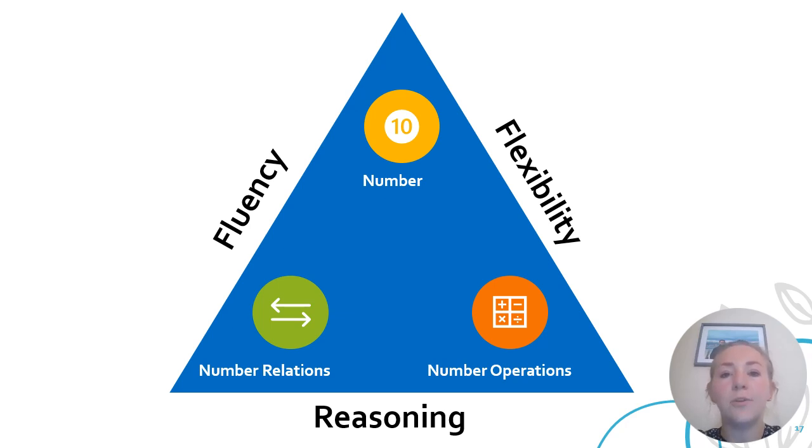So this is a diagram that I made for you to show you what we just touched on. We looked at the 3 key components of number sense, which are number, number relations, and number operations, and we also will look at flexibility, fluency, and reasoning, and how those 3 are intertwined in those 3 aspects of number sense to develop a strong sense of number during this module.